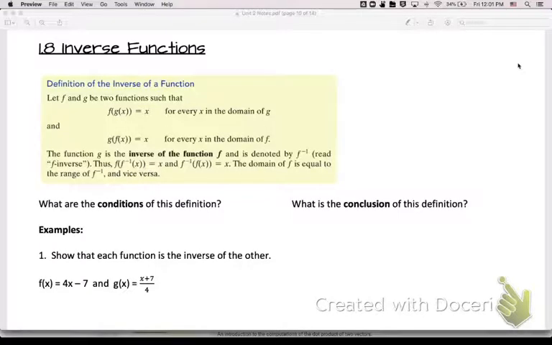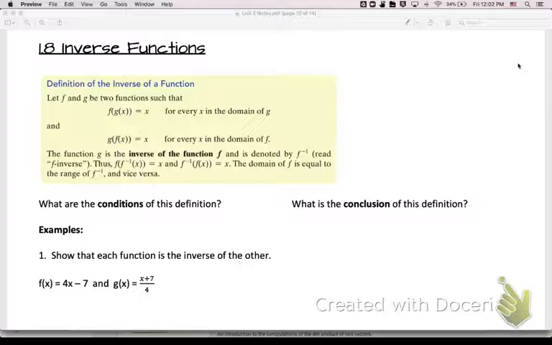In this section, we're going to look at inverse functions. Inverse functions are functions that undo each other, okay? Now, this is the formal definition of an inverse function. If f and g are two functions so that f of g of x gives you just a plain old x, and g of f of x gives you just a plain old x, then that means that g is the inverse function of f.